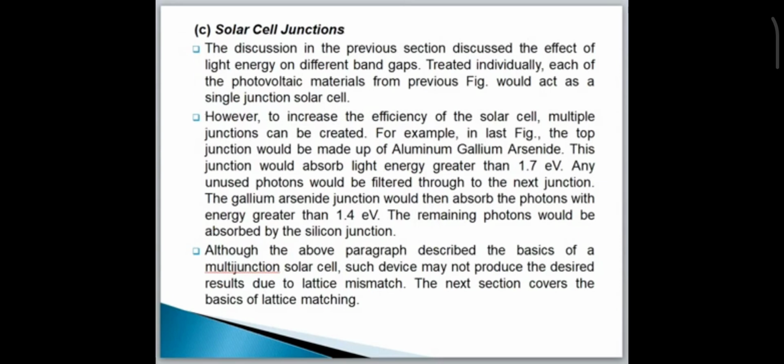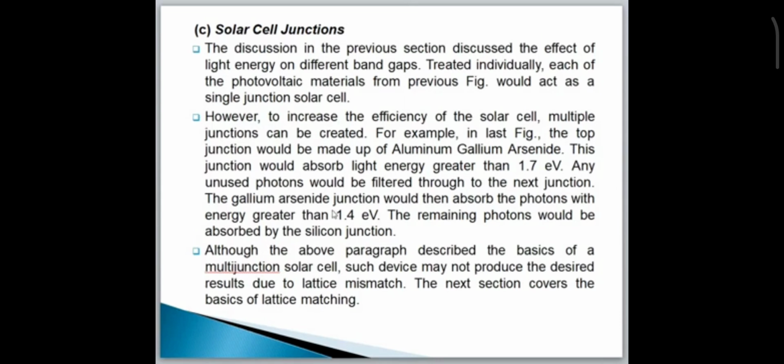However, to increase the efficiency of the solar cell, multiple junctions can be created. For example, in the last figure, the top junction would be made up of aluminum gallium arsenide. This junction would absorb light energy greater than 1.7 electron volt. Any unused photons would be filtered to the next junction. The gallium arsenide junction would then absorb photons having energy greater than 1.4 electron volt. The remaining photons would be absorbed by the silicon junction.